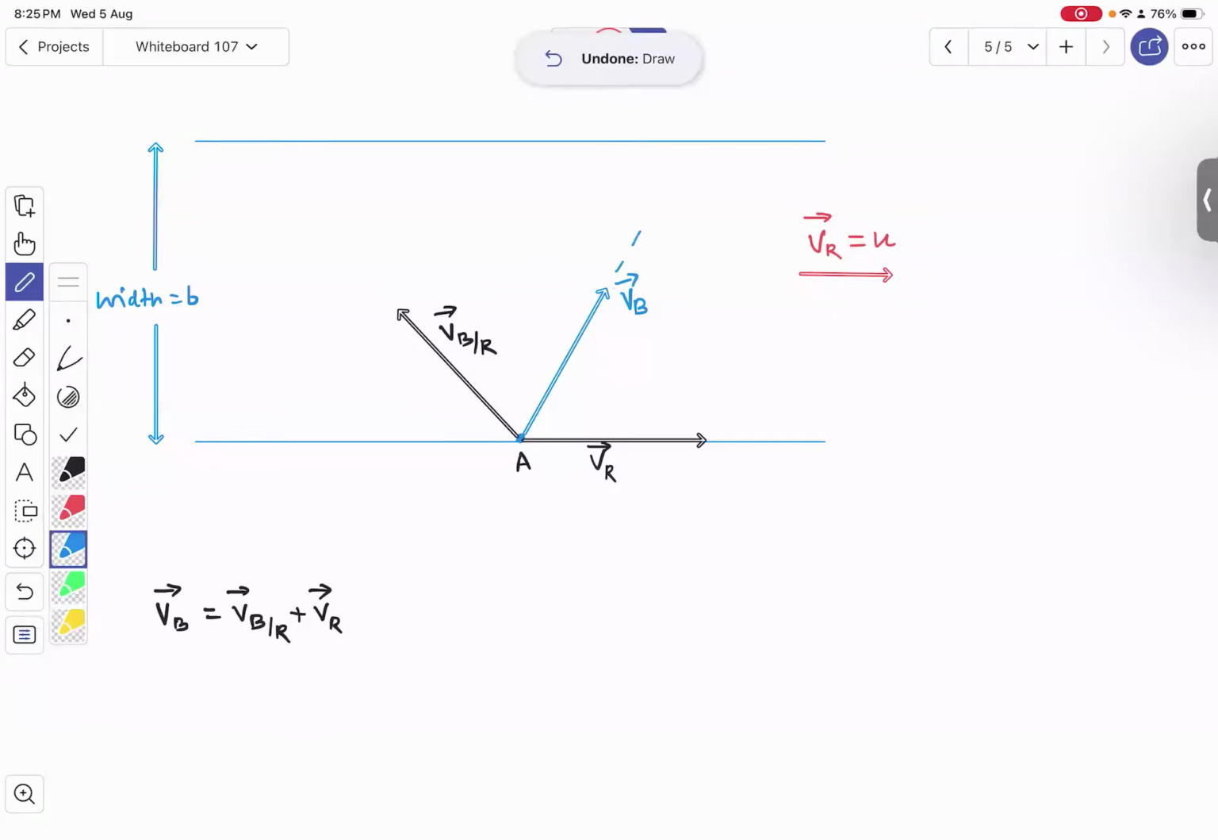So if I extend the arrow of the VB vector, it is going to intersect the bank here, and maybe I call that point P. And if I check the line along which the VBR vector is acting, suppose I call it AC.